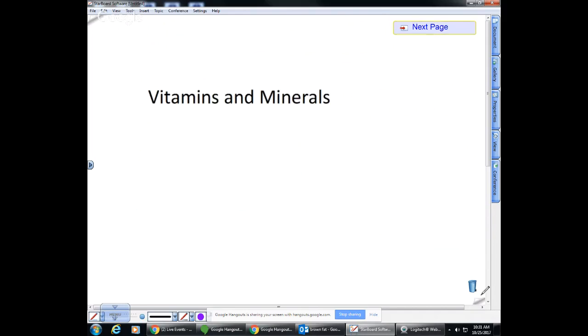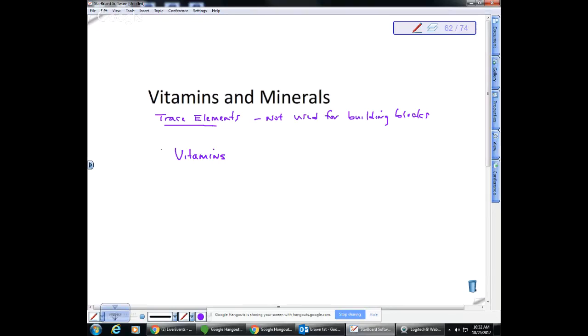Okay, so we can talk about what are called trace elements in the body. And these are not used for building blocks necessarily. So they're not like amino acids and glucose and lipids. So when we talk about vitamins, vitamins have letters that have nothing to do with their function. And so the lettering is due to the order in which they were discovered.